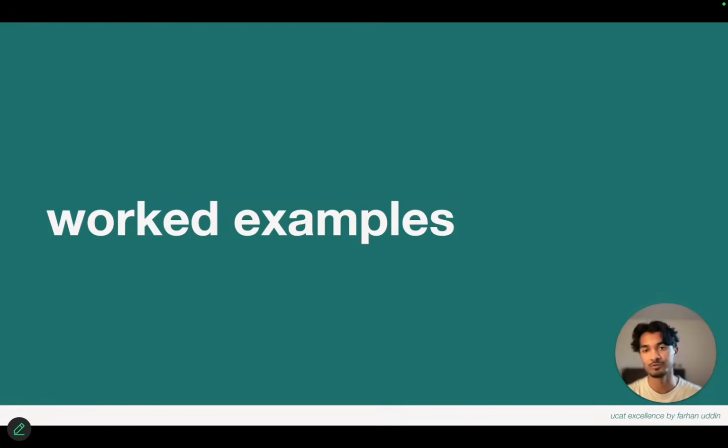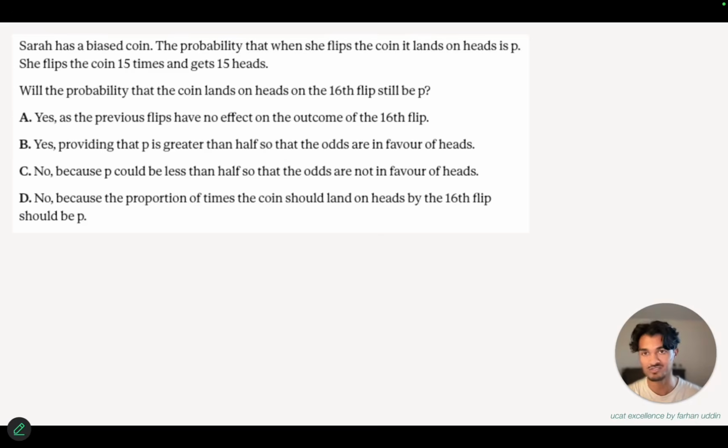So let's run through some worked examples, starting off with this one. Pause the video now, have a read, have a go, and then we'll go through it together. All right, let's go through this question together now.